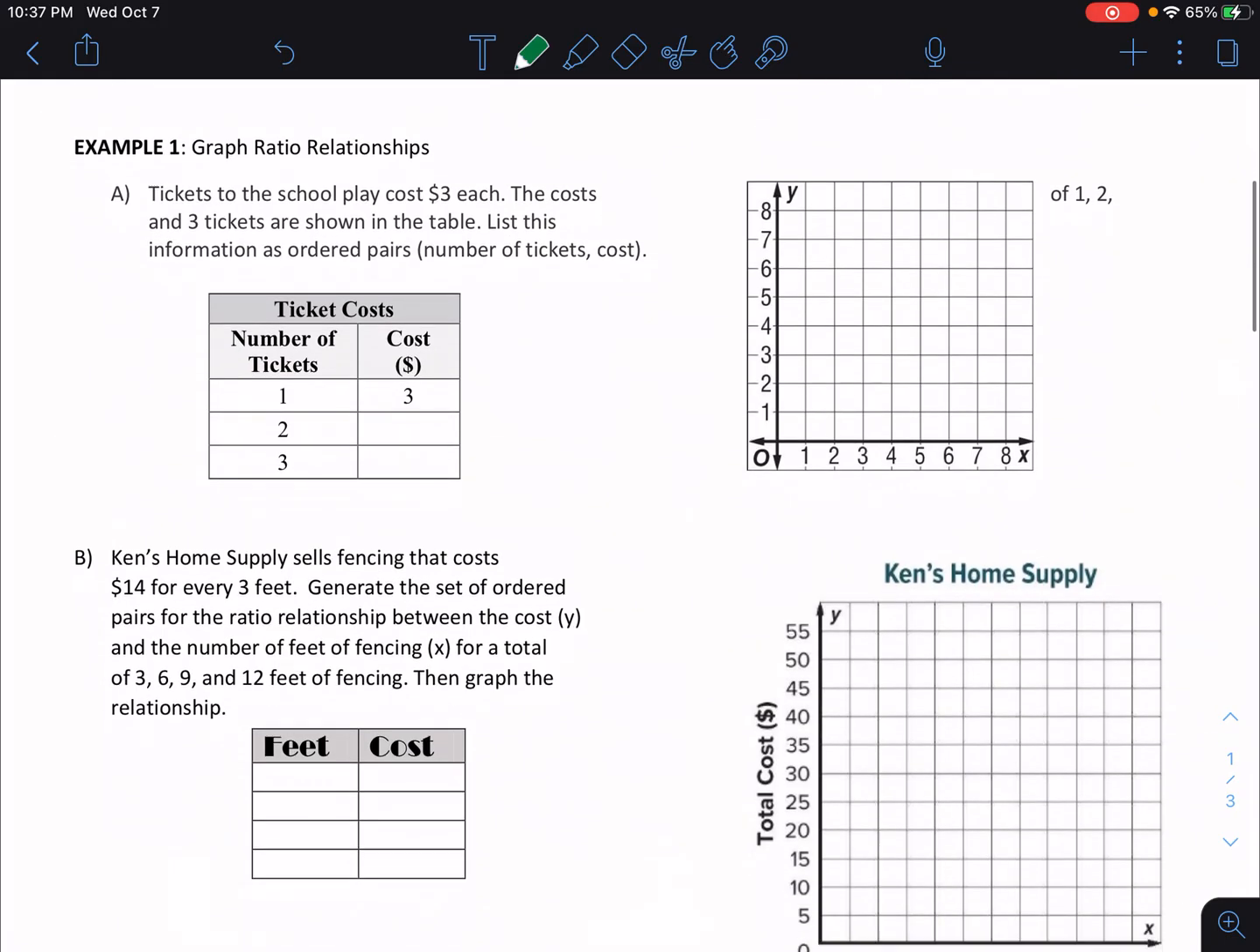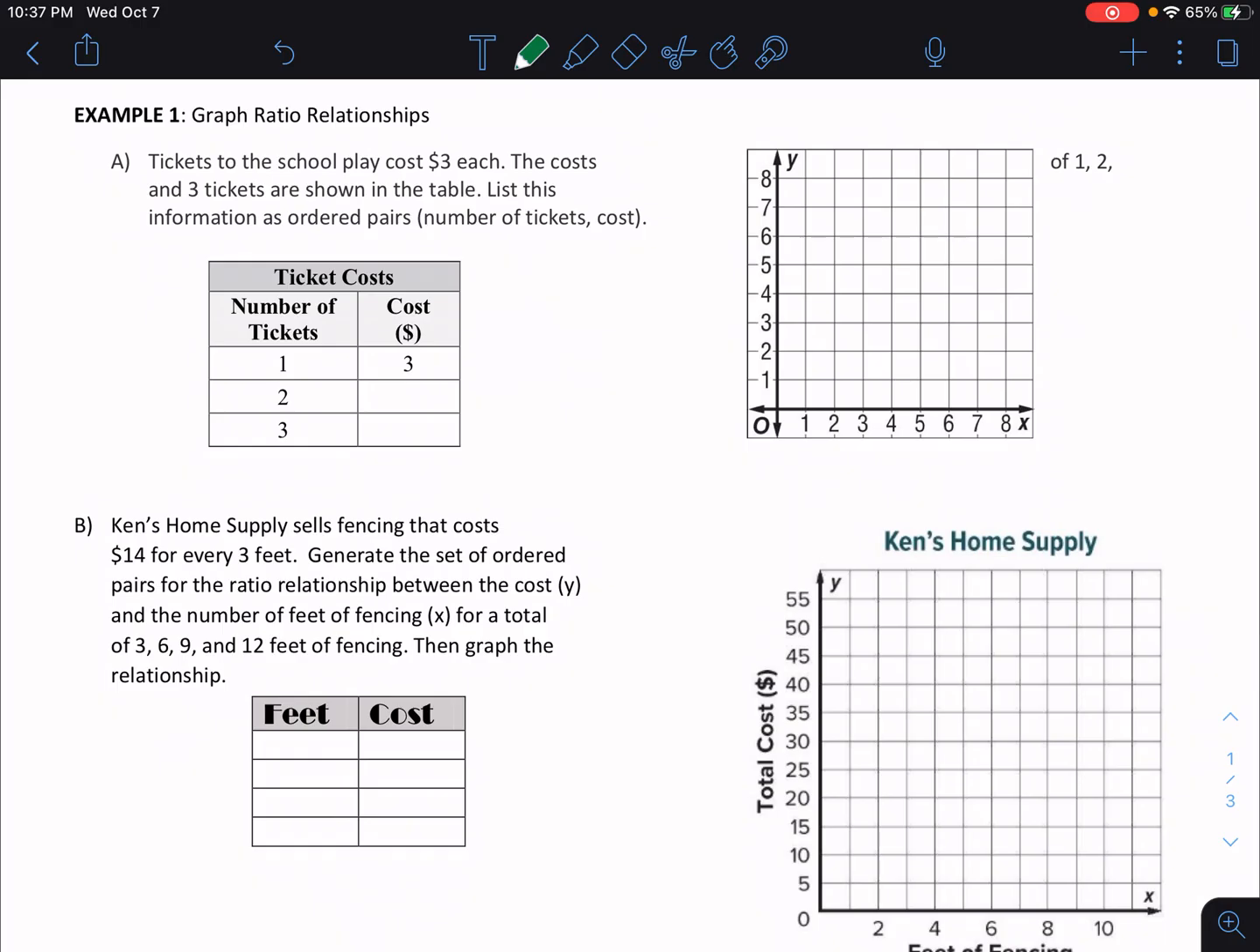So this one says tickets to the school play cost $3 each. The costs of 1, 2, and 3 tickets are shown in the table. We want to list this information as ordered pairs and then graph them. So if I have 1 ticket, it's $3. If I have 2 tickets, it's going to be $6. And if I have 3 tickets, it's going to be $9. And this converts to 1 comma 3, 2 comma 6, and 3 comma 9.